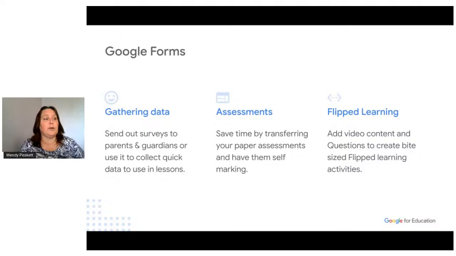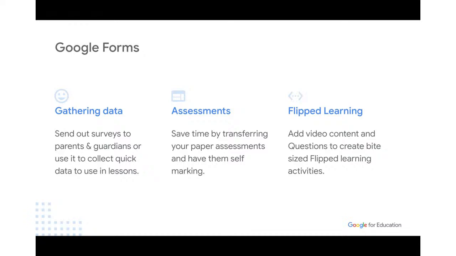And as we've said, we're going to look at Google Forms. We're going to look at this in a lot of different ways, really. We're going to see the versatility that Forms brings us as one of the Google Workspace tools. We're going to look at the way it can gather data, so if you want to use it for quick data to use within your lessons. We're going to have a look at assessments and how you can save time with the self-marking features, and how you can add video content to create these bite-sized flip learning sessions.